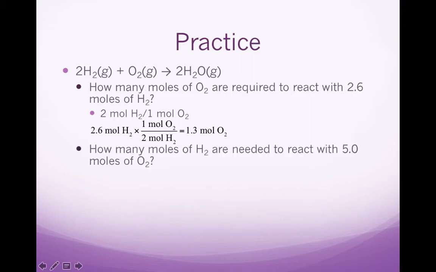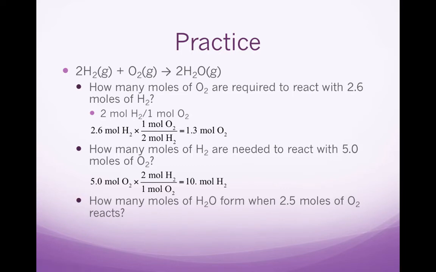How many moles of hydrogen are needed to react with 5 moles of oxygen? Well, I use my same ratio. I start with what I know, 5 moles of oxygen. And I multiply that by 2 moles of hydrogen over 1 mole of oxygen. Again, I get those numbers from the balanced chemical equation. And I get 10 moles of hydrogen. So that means if I have 5 moles of oxygen, I need 10 moles of hydrogen to react. Finally, how many moles of water form when 2.5 moles of oxygen reacts?